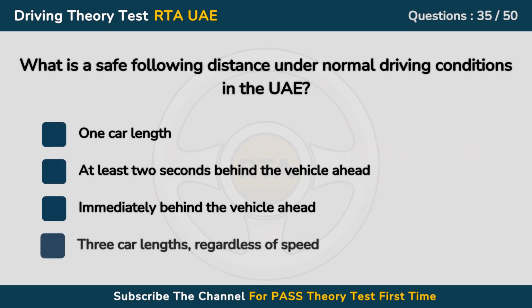Question 35. What is a safe following distance under normal driving conditions? A. 1 car length. B. At least 2 seconds behind the vehicle ahead. C. Immediately behind the vehicle ahead. D. 3 car lengths, regardless of speed.